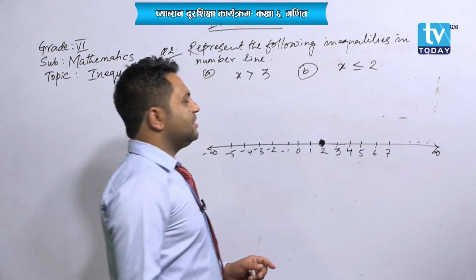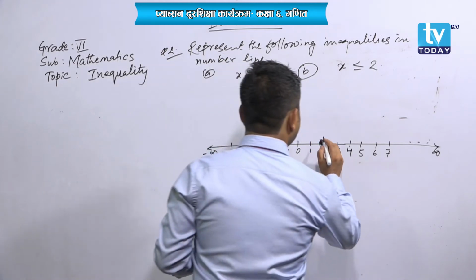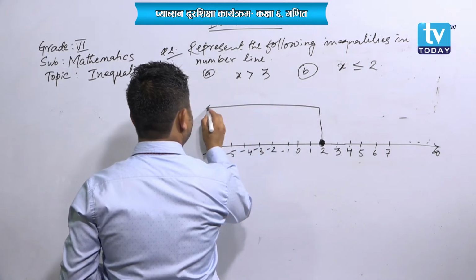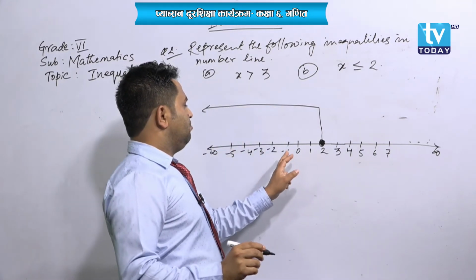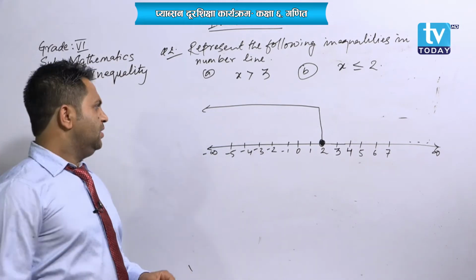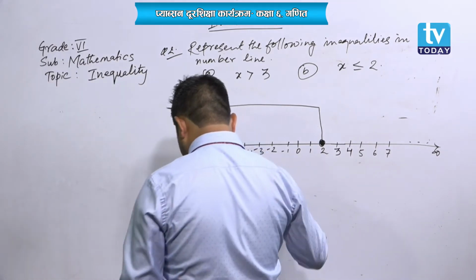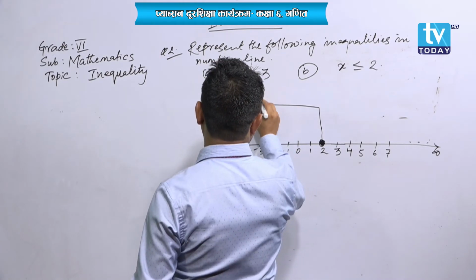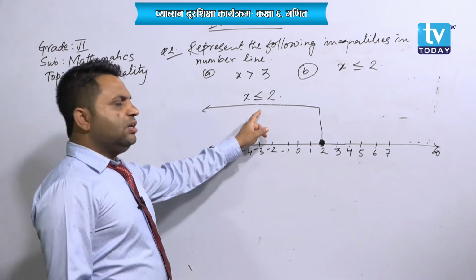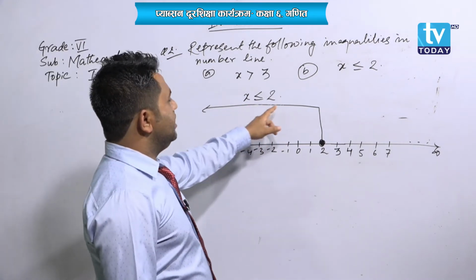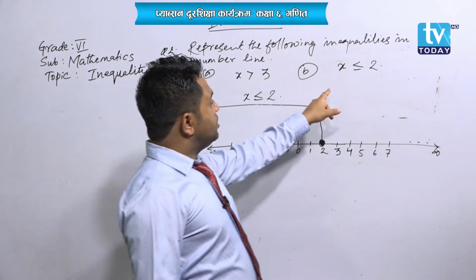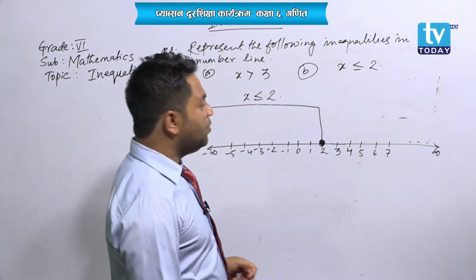The value of x is less than or equal to 2. Less than means 1, 0, minus 1, minus 2, minus 3, minus 4, minus 5. Okay. That means this is the solution. x is less than or equal to 2. We can represent this inequality on the number line. Okay. In this way you can represent it.